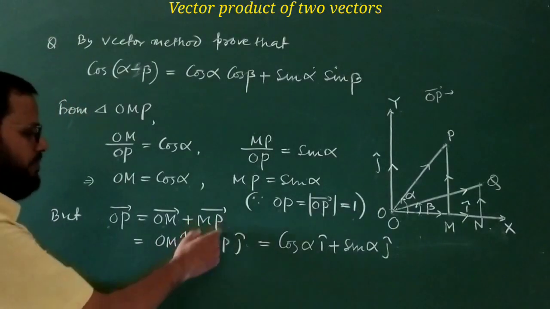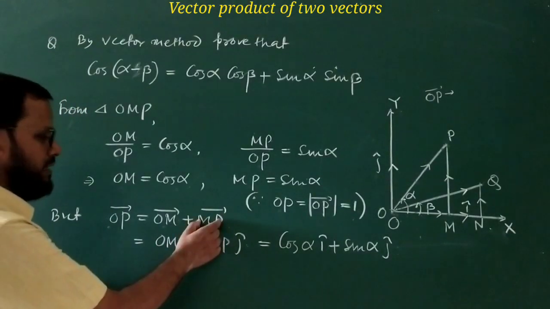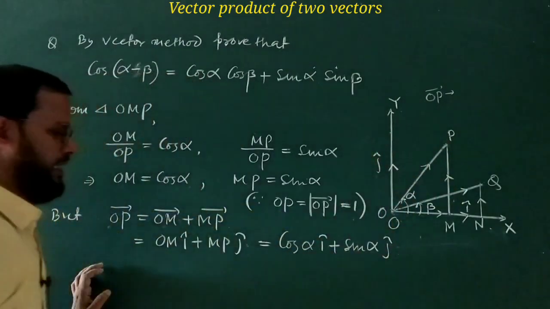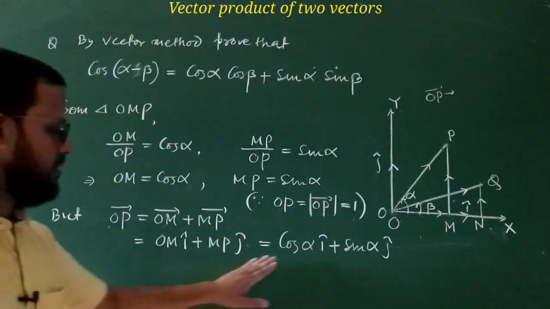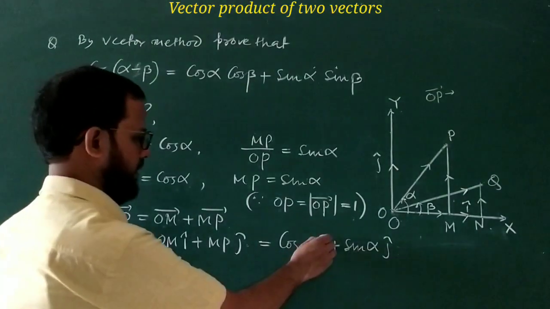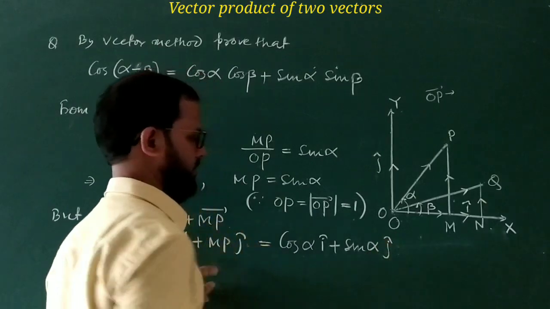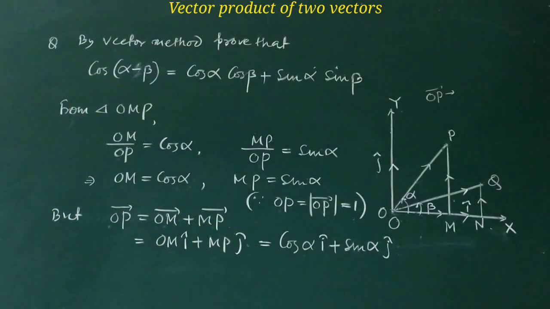Similarly MP, magnitude MP है, and along its direction what is the unit vector? This is j cap. Okay, in this direction unit vector j cap है. And then finally OM is equal to cos alpha i cap, and MP is sin alpha j cap. So we get this particular result.